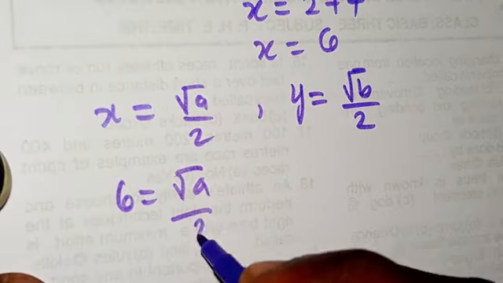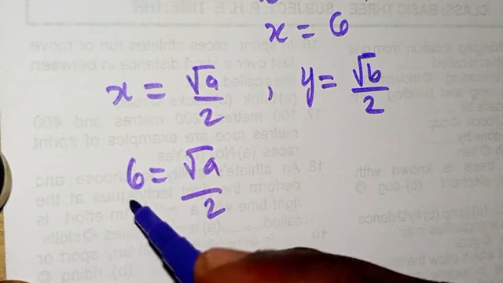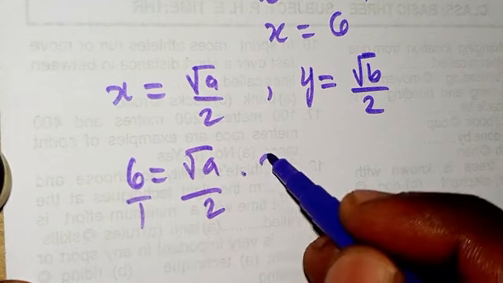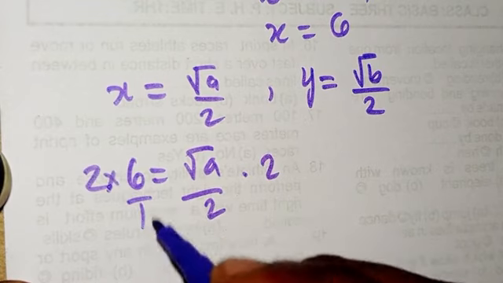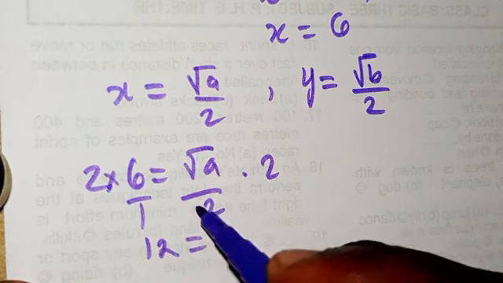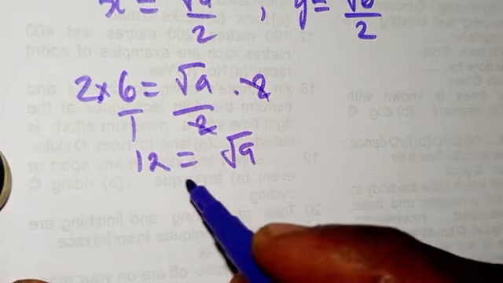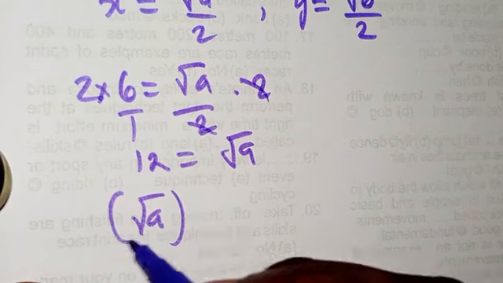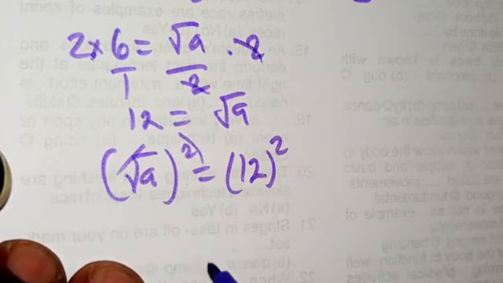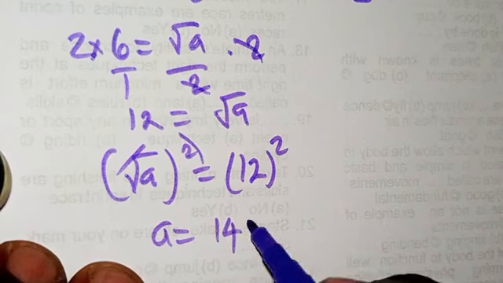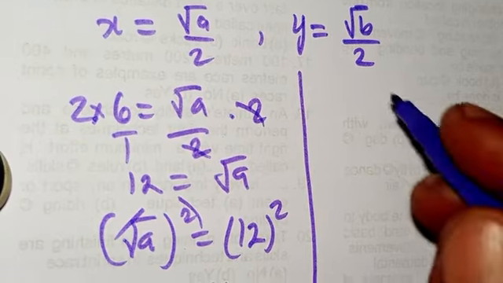So now to get rid of this, we can simply multiply both sides by 2. So 2 times 6, we are going to be having 12 equals root a, we cancel this. So now from here you can see that root a all squared equals 12 all squared. Then we cancel this, we have a to be 144. Are you following?